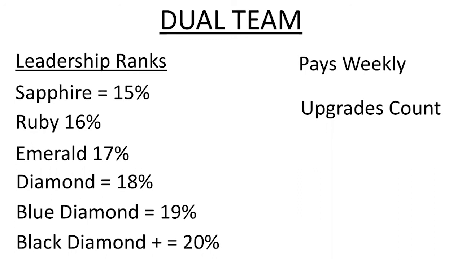Understand this. There's no cap on this. It can run to infinity. There's no level cap. This will run as deep as you possibly can. And the actual earning cap is $250,000 a week. So you can actually earn $1 million a month in this styled compensation plan just on the dual team.